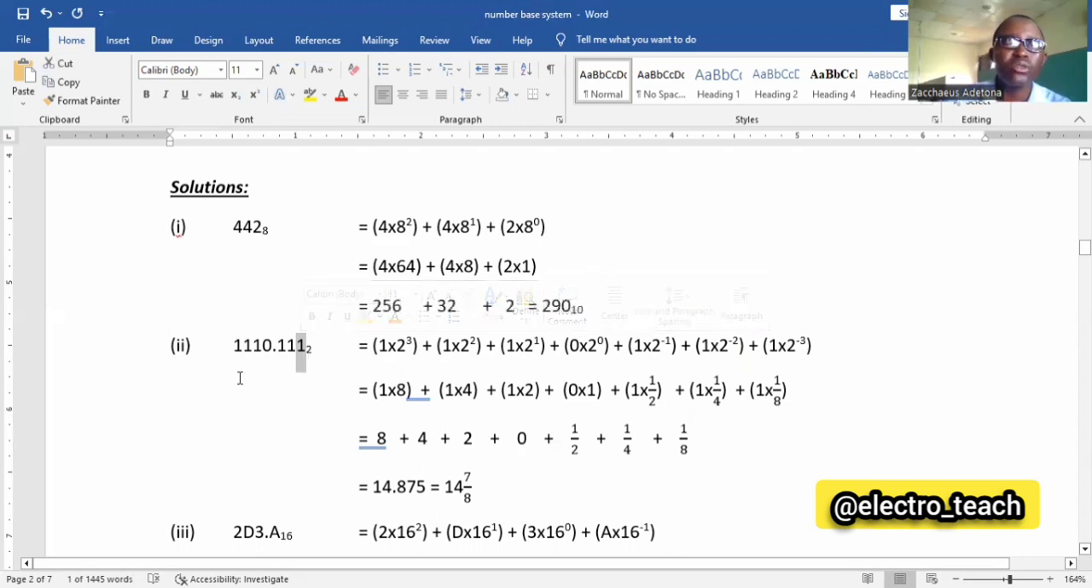So we add them up by adding the digits multiplied by the base taken to the power of the place value. 1 times 2 raised to the power 3 plus 1 times 2 raised to the power 2 plus 1 times 2 raised to the power 1 plus 0 times 2 raised to the power 0 plus 1 times 2 raised to the power -1 plus 1 times 2 raised to the power -2 plus 1 times 2 raised to the power -3. So when you do that, you can have the breakdown of the figures here as we have.